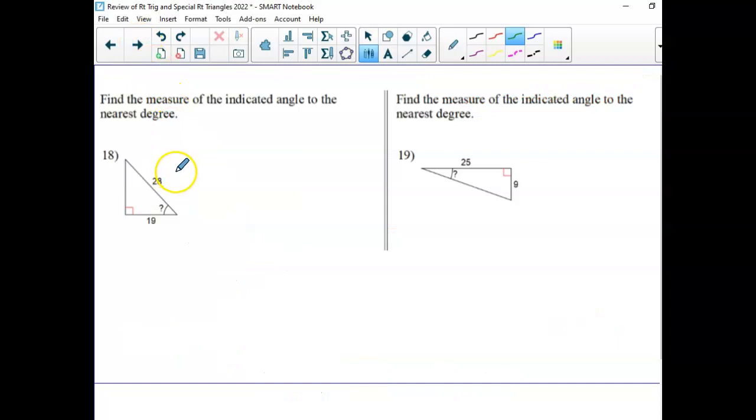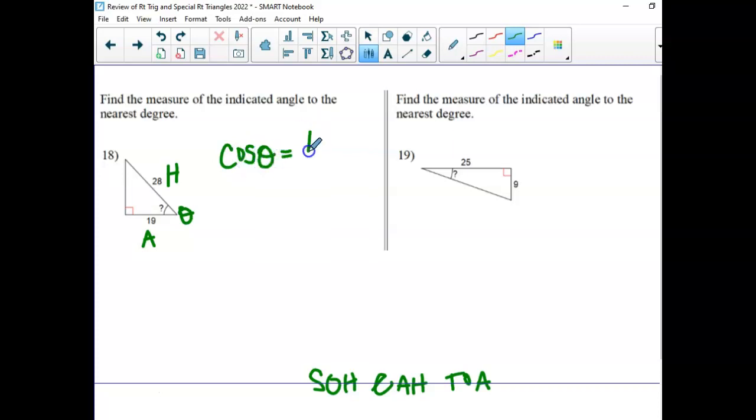So for number 18, the angle we're looking for here is theta. What would the 19 be called down here? Adjacent. And this is the hypotenuse, which, if we have SOH CAH TOA, this would use A and H, which is cosine, right? So the cosine of theta equals A over H, or 19 over 28.